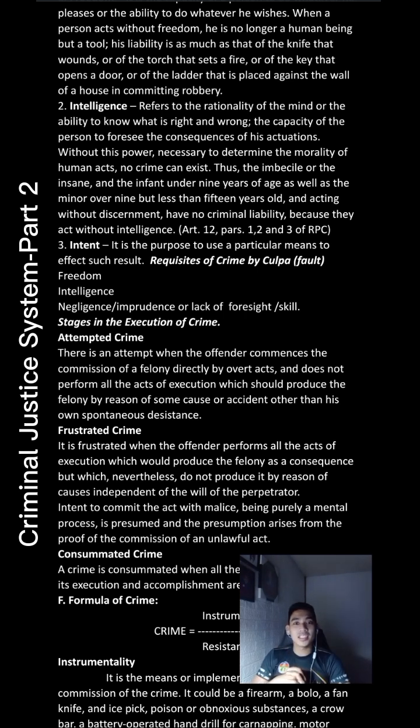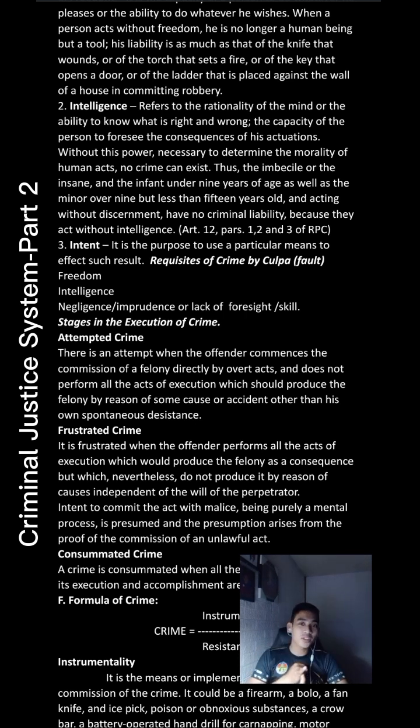Thus, an imbecile or the insane, and the infant under 9 years of age, as well as the minor over 9 but less than 15 years old, unless acting with discernment, have no criminal liability because they act without intelligence. That is under Article 12, paragraphs 1, 2, and 3 of the Revised Penal Code. Those are the exempting circumstances.